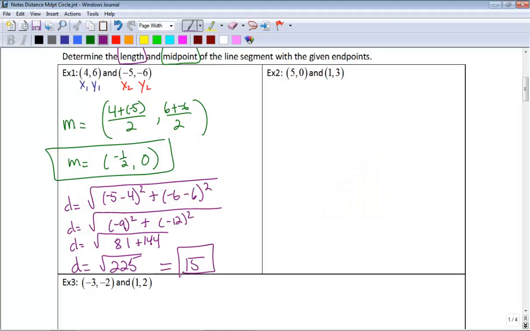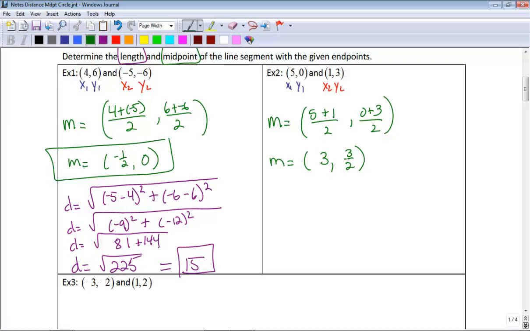All right, let's do the same thing for example 2. If you want to, go ahead and label these points x1, y1, other point x2, y2, and then start plugging it into our formula. So the midpoint would equal x1, which is 5, plus x2, which is 1, all over 2, comma, y1, which is 0, plus y2, which is 3, all over 2. So M is going to equal 5 plus 1 is 6, and 6 over 2 is just 3. And then 0 plus 3 is 3, and 3 over 2 just stays as 3/2. So the midpoint between those two points is 3, comma 3/2. And it's okay to write it 3, comma 1.5 as well.